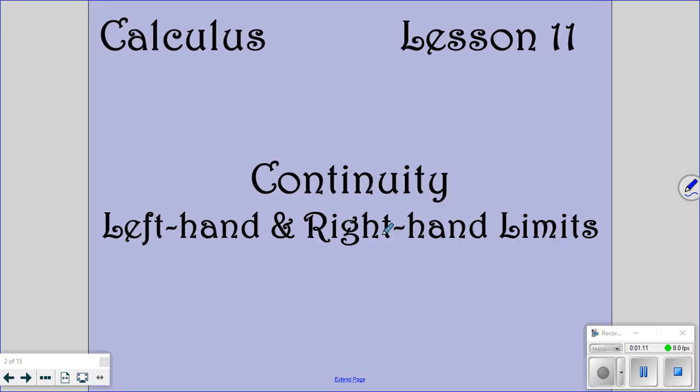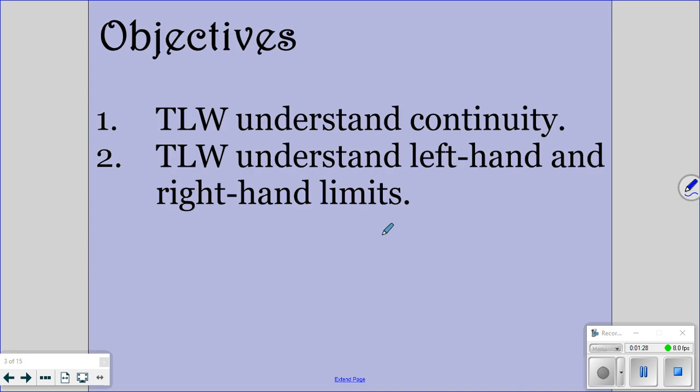We're looking at lesson 11 today, dealing with continuity and then left and right hand limits. So this is a calculus concept. You haven't really had much calculus, even though we've been in calculus for a couple of weeks now. This is actually a calculus concept. So hopefully you'll understand continuity, left and right hand limits.